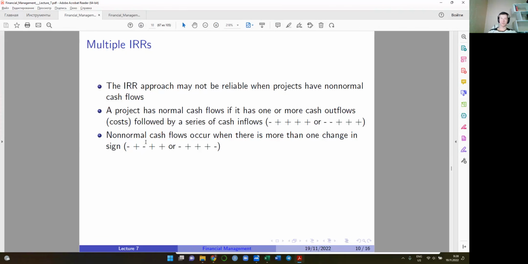Non-normal cash flows occur when there is more than one change in sign. For example, investment, inflow, then again outflow, two inflows. You see that the sign changes two times. Here one, here two. Or you have investment, then you have some inflows, and then investment again in the end.